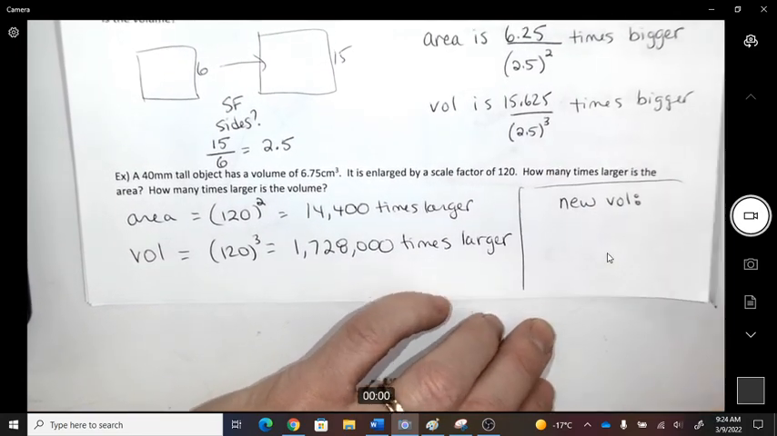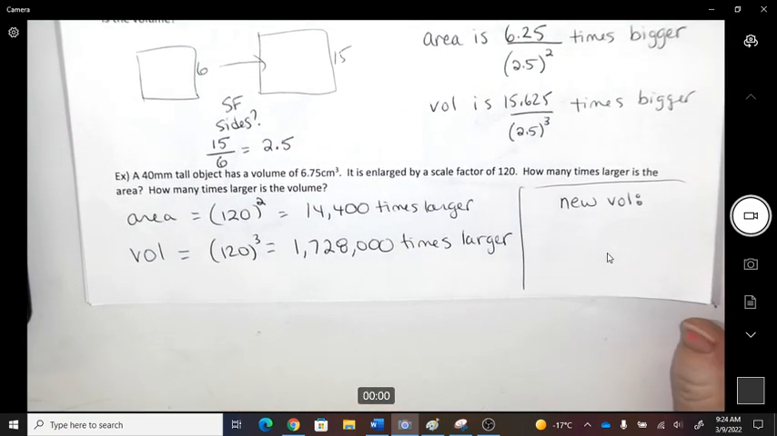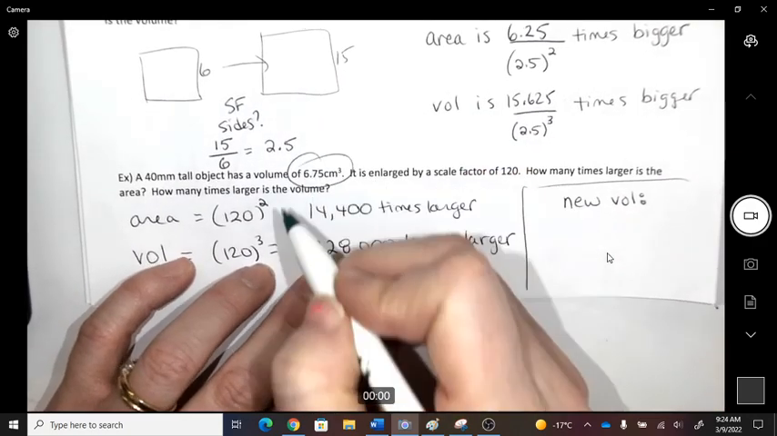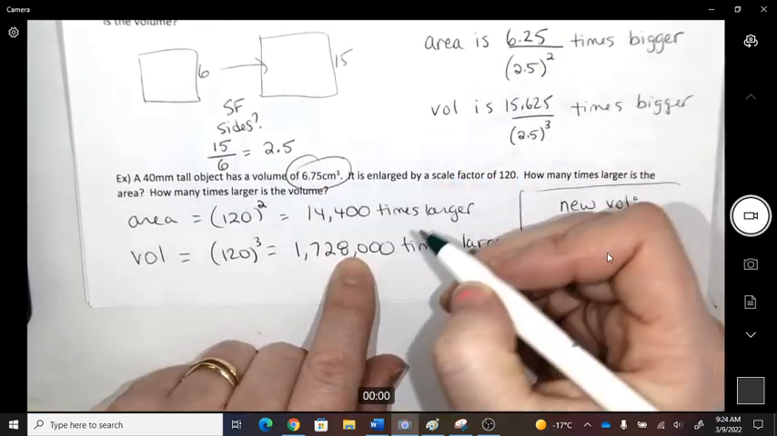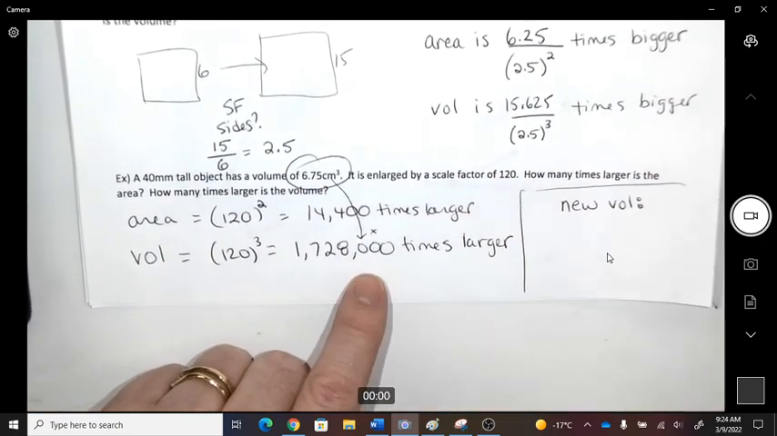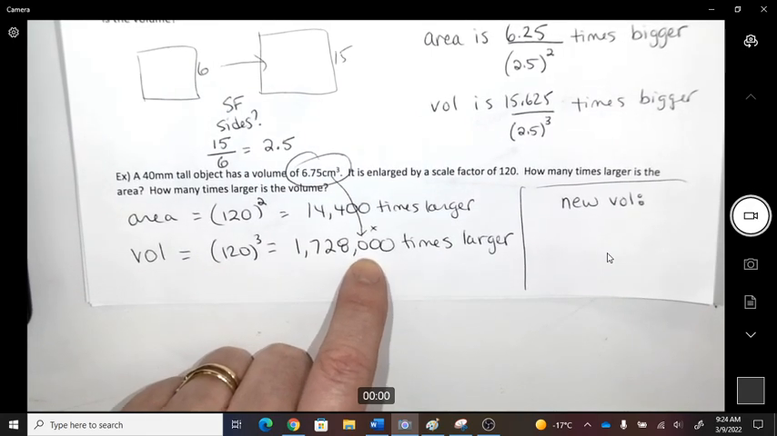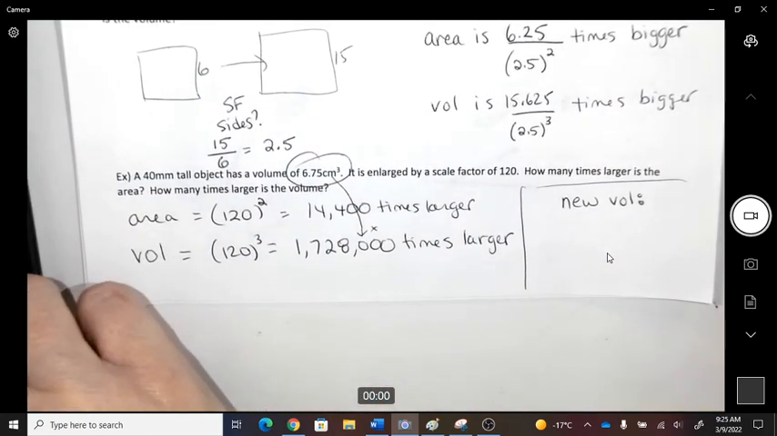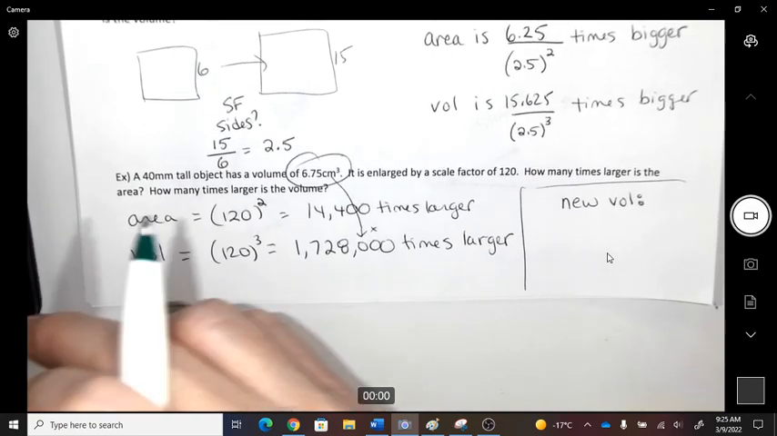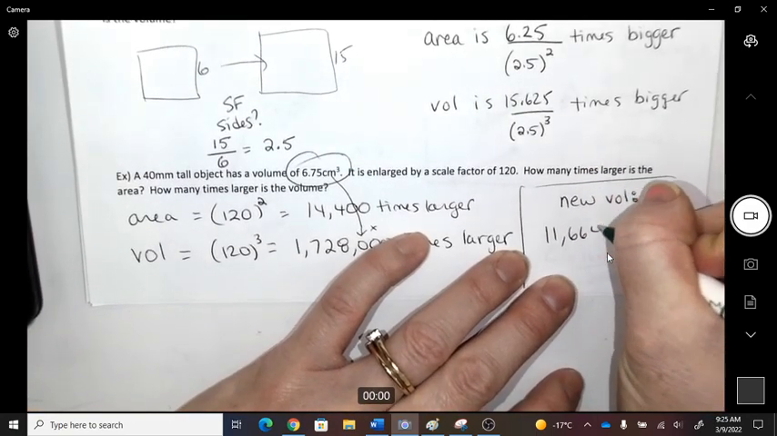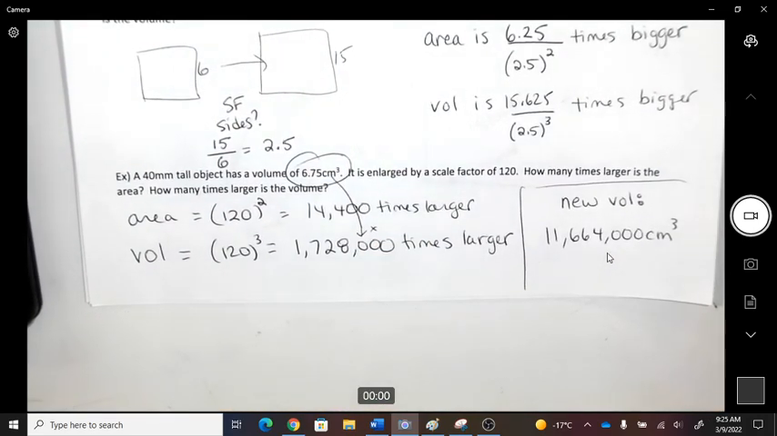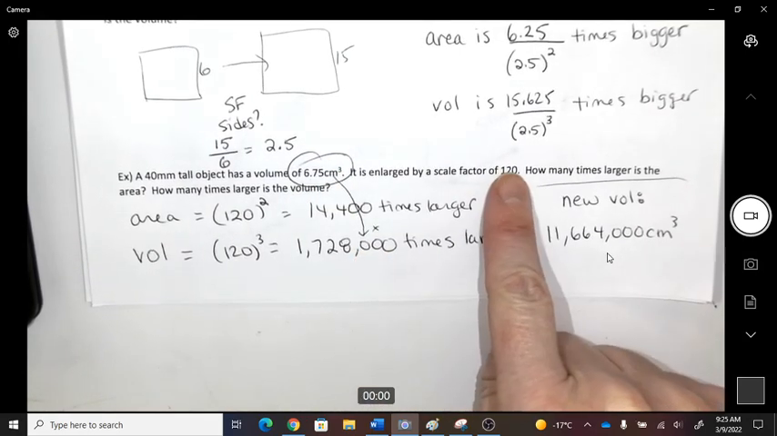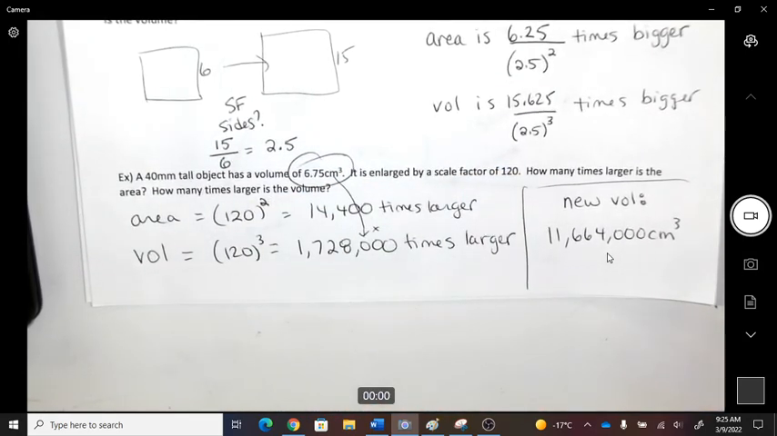So I didn't ask this, but what is the new volume then? So how am I going to get the new volume? So this was the original volume, and I'm going to times it by that, okay, because that's how much the volume changes by. So that would be the new volume, okay, because it increases not just 120 times, but it increases 120 cubed times.